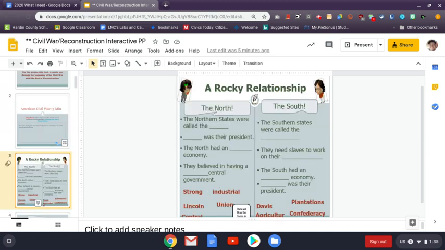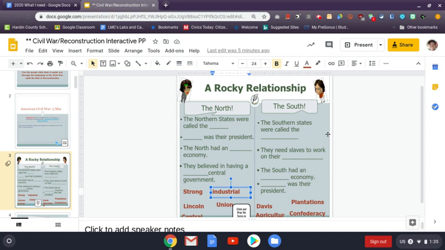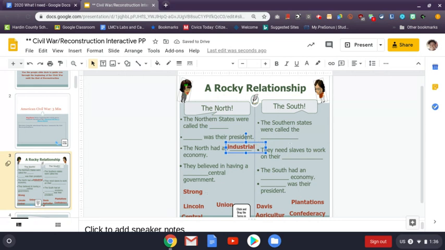So I'm going to be going over the answers to the fill in the blanks, and as I'm talking, you are going to click and drag terms. So, for example, the North had an industrial economy. I'm going to click and drag that red term right there, and I'm going to do that for the rest of the remaining terms that have blanks, so on and so forth.